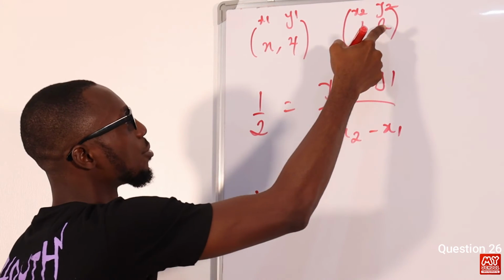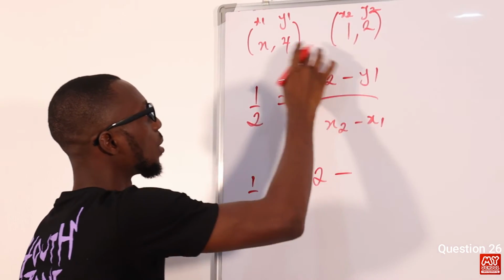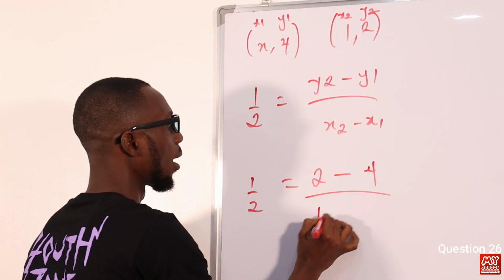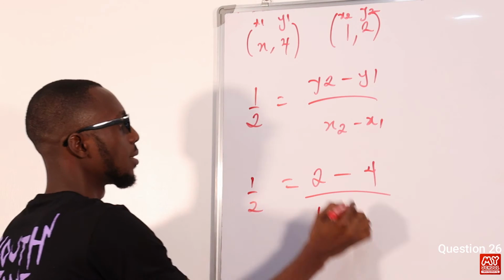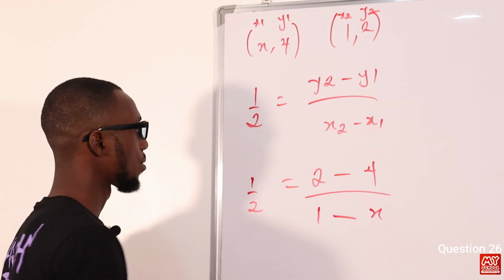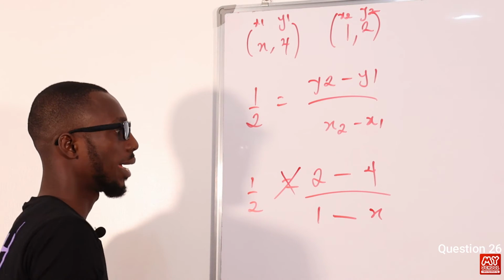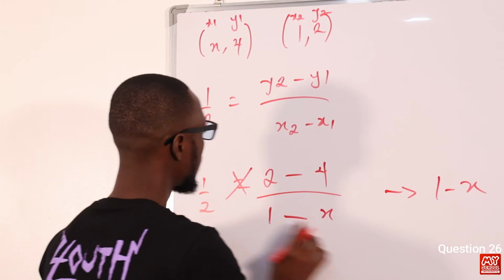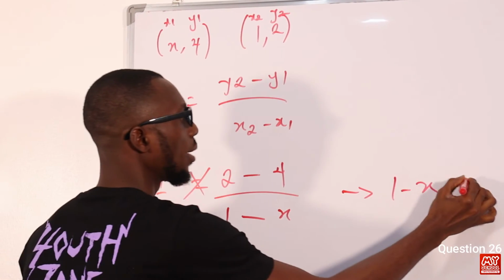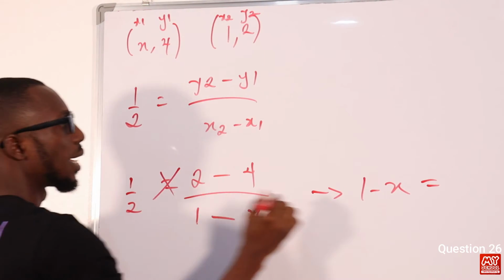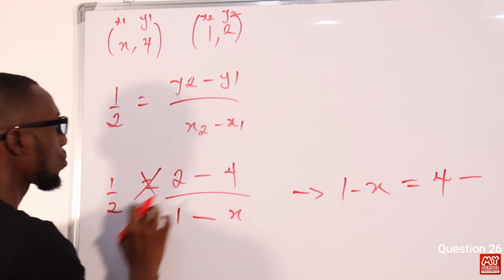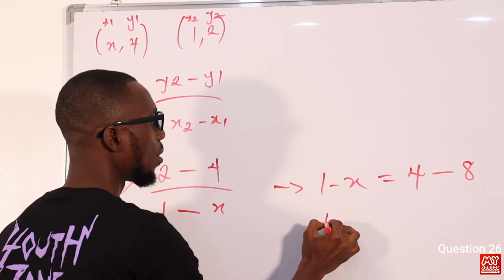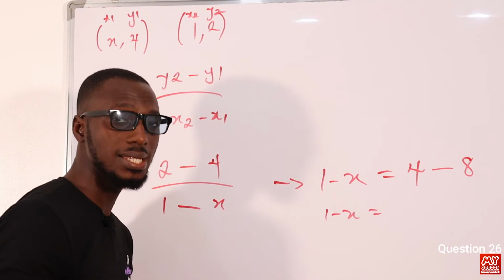So we have y2 is given as 2 minus the y1, that is 4, over x2 is given as 1 minus x1, that is x. All right? So we can cross multiply if we like. So we are going to have, for this side, 1 minus x times 1 is still the same thing, equals 2 times 2, that is 4, minus 2 times 4, that is 8. So I have 1 minus x equals 4 minus 8, that is minus 4.